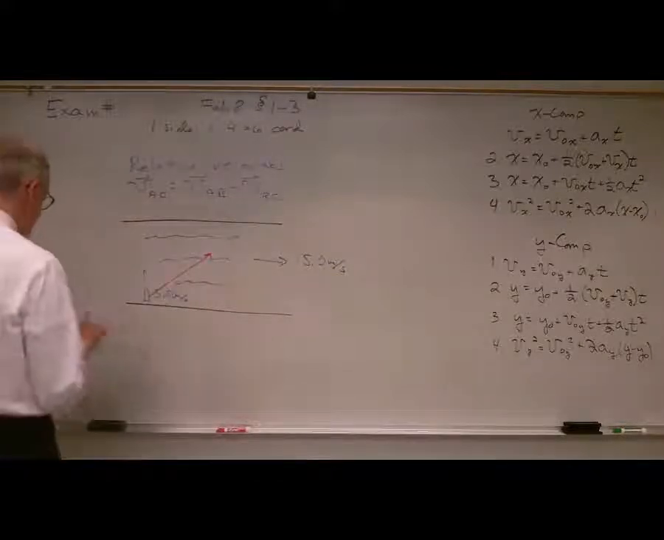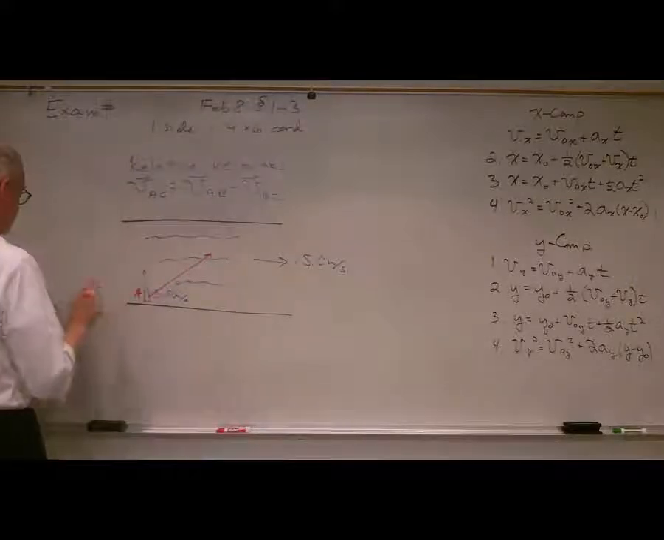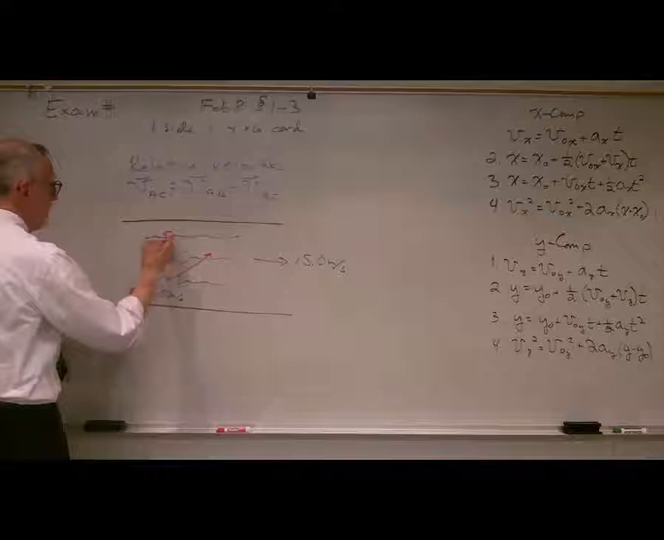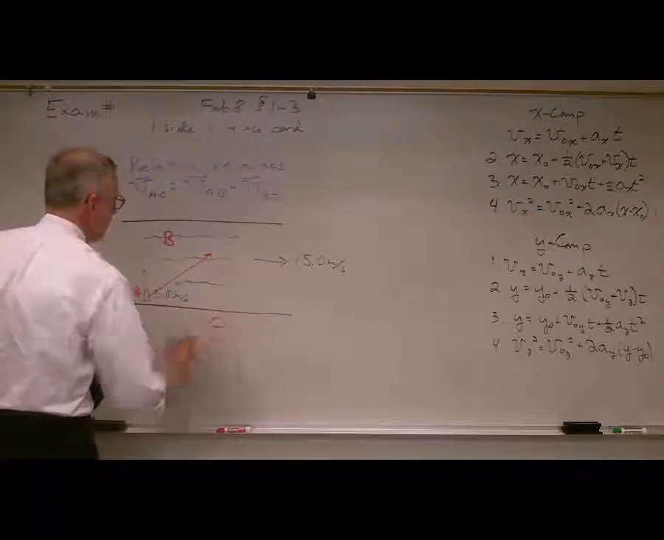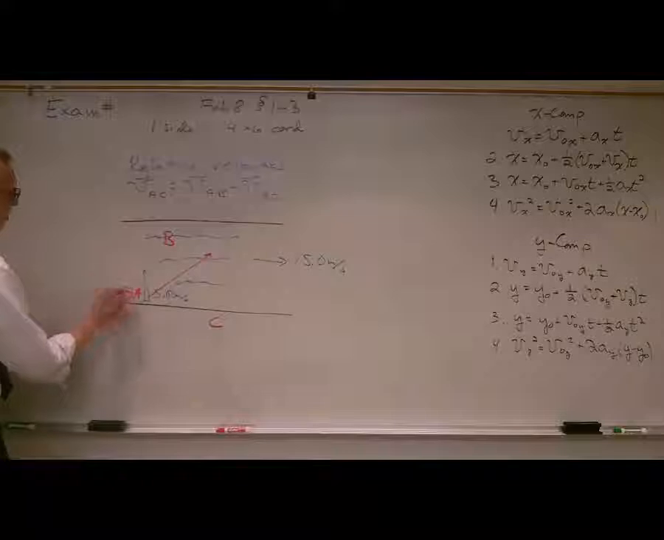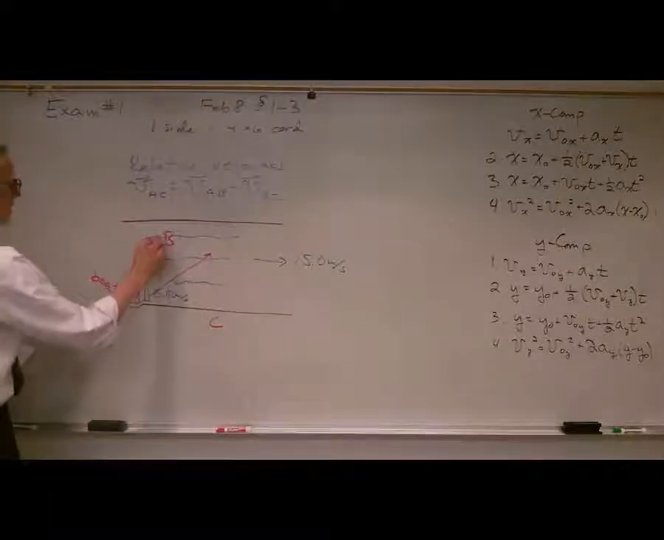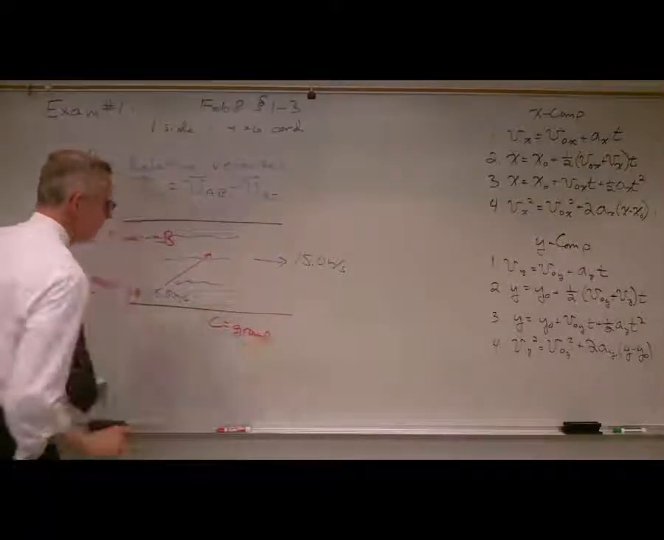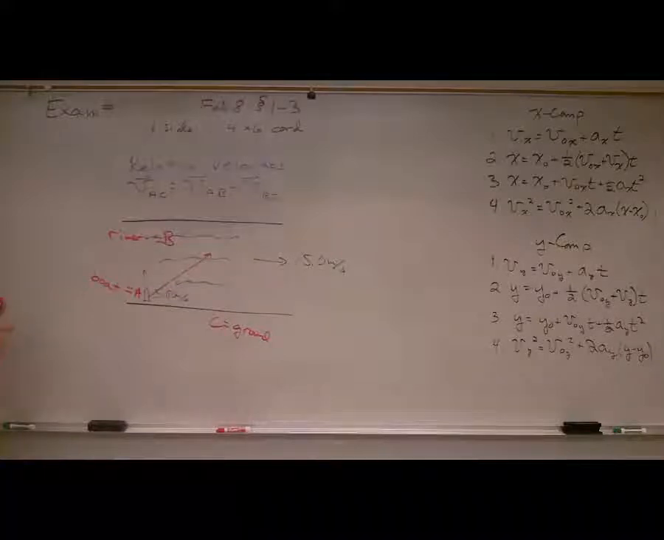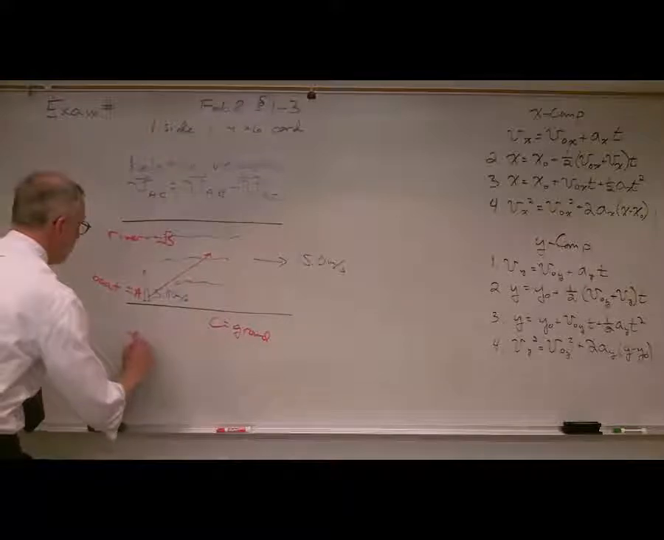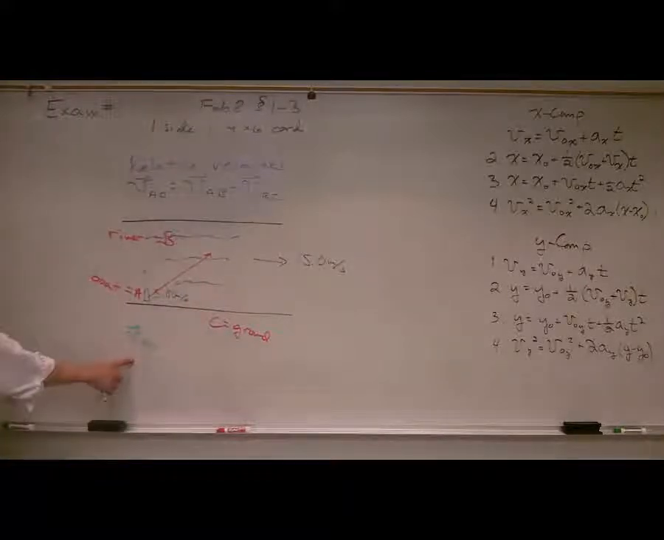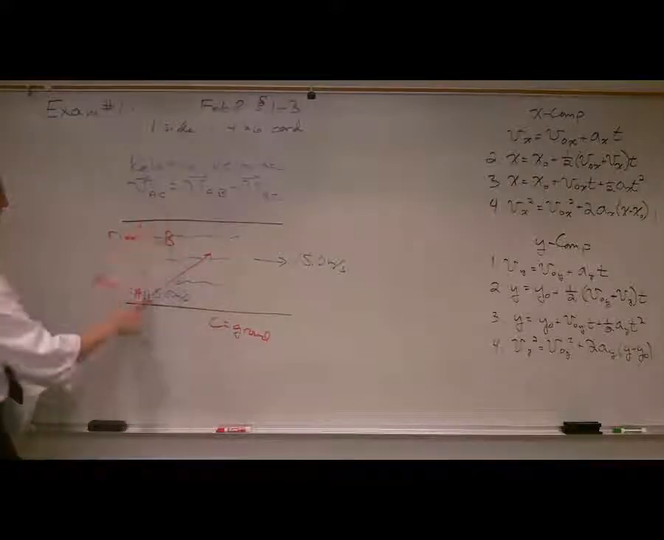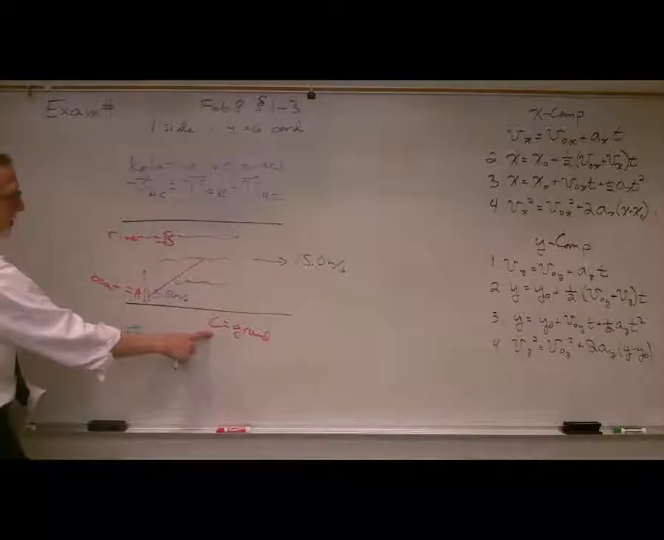We will call the boat A, the river B, and the ground C. So A is the boat, B is the river, and C is the ground. So what is VAC? VAC, that is the velocity of the boat relative to the ground. So that's what we're looking for. How is this boat moving relative to the ground?